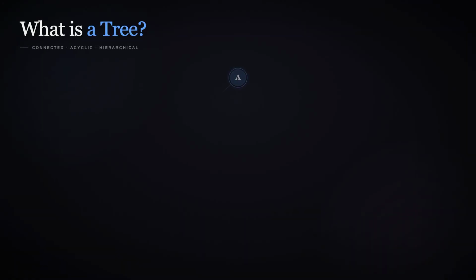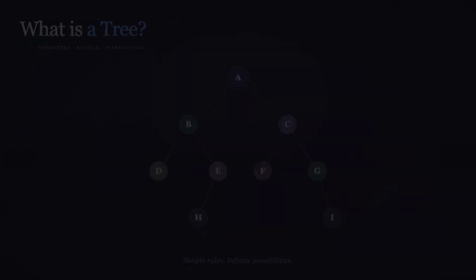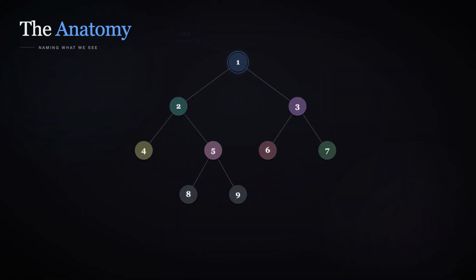A tree is a connected acyclic structure. It starts from a single point called the root. Every other point, a node, descends from exactly one parent. The points at the bottom, with no children, are called leaves. Simple rules, infinite possibilities. Before we go deeper, let's name what we see.